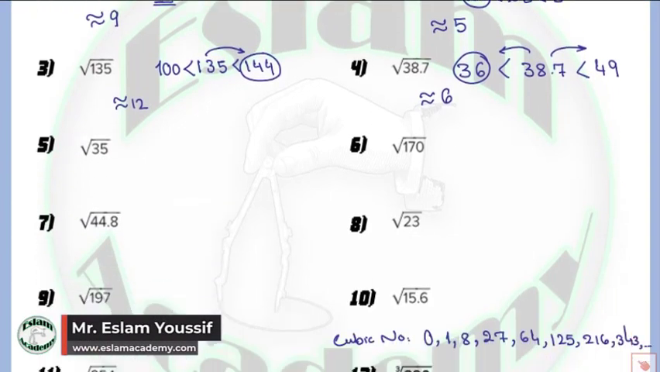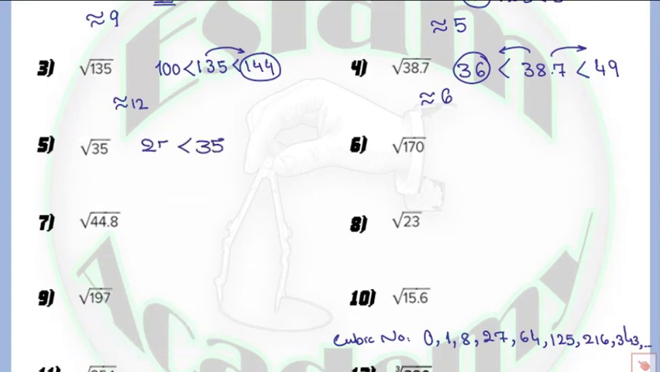The square root of 35. 35 lies between 25 and 36. 35 is close to 36. The square root of 36 equals 6. So the square root of 35 is approximately 6.